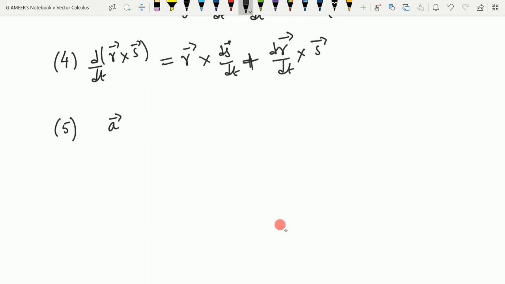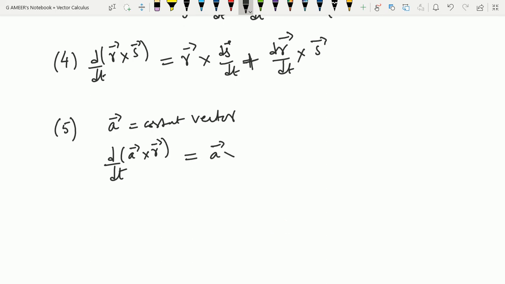Let us go for the fifth one. Suppose A is a constant vector. Then what about this d by dt of A cross r? As A is a constant vector, you no need to differentiate it. A cross d by dt of r. Okay. So then what can I give?